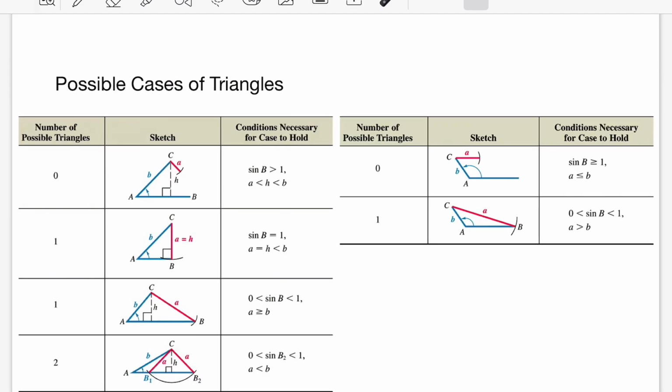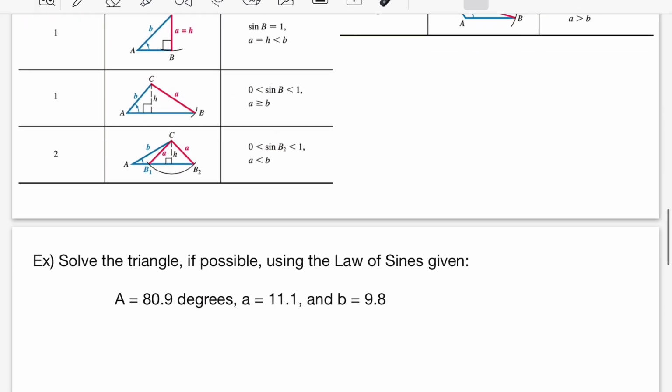All right, so in this table here is the list of the possible number of triangles that we can have given certain conditions. So we're not going to go over every single one in this table here, but we'll see in the next example that it is useful to determine the number of possible triangles, which means the number of possible solutions that we can have. So let's look at this example here.